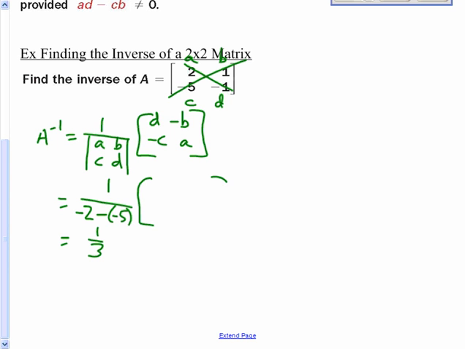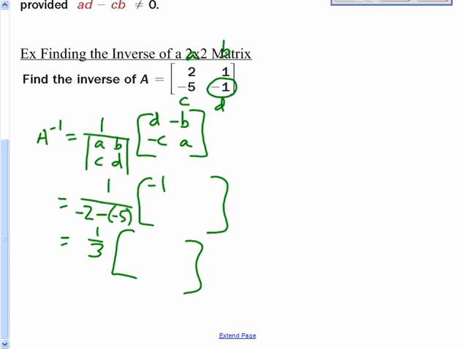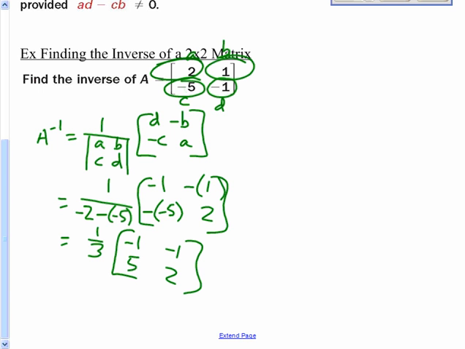Now we're going to multiply by D, negative B, negative C, A. Let me go back to this here. Remember, this is A, B, C, D. D goes first, so negative 1. Negative B, there's our B right there, so negative 1. Negative C, here's our C, which is negative 5, so positive 5. And then finally A, which is just 2. So I got negative 1, negative 1, 5, and 2.